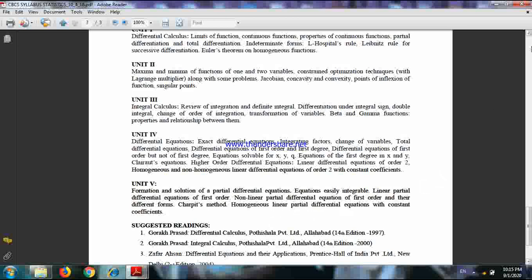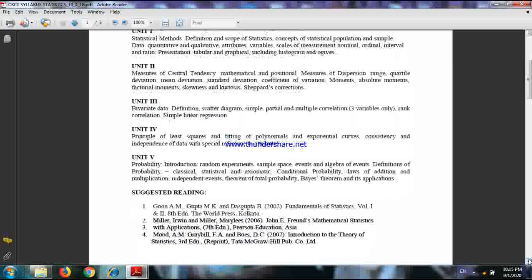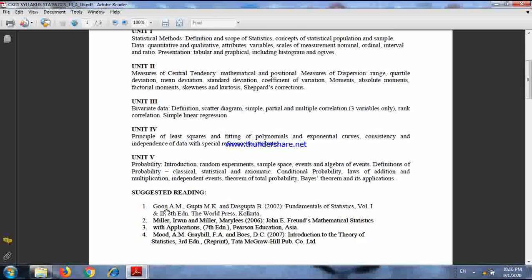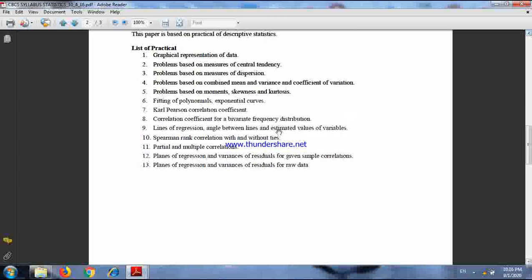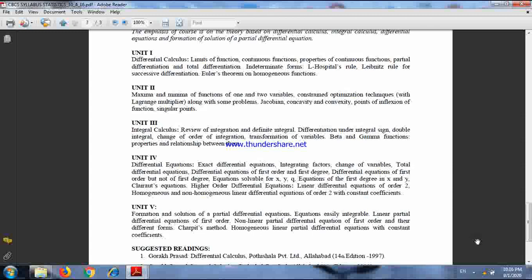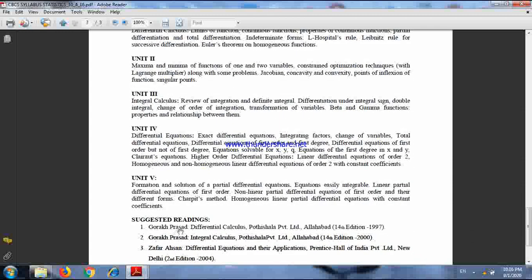So actually, the suggested books for this first paper, you go through the books, Fundamentals of Mathematical Statistics, and also you can purchase this one also, Gupta, Dasgupta, Fundamentals of Statistics. And for practical, actually, there is no need to purchase any separate book. That Fundamentals of Mathematical Statistics will serve the purpose. And for this paper, actually, I suggest 2 books. You can purchase any one. You see it's written here in your suggestion.